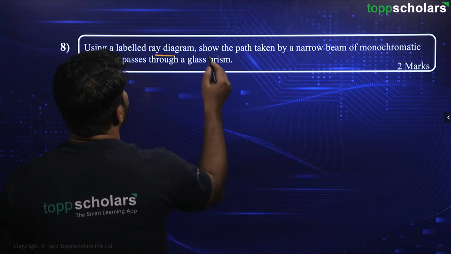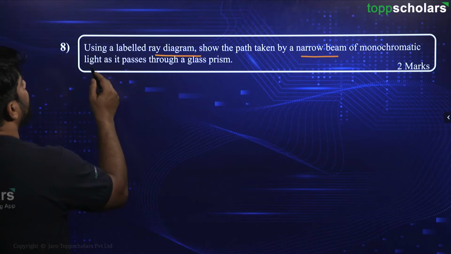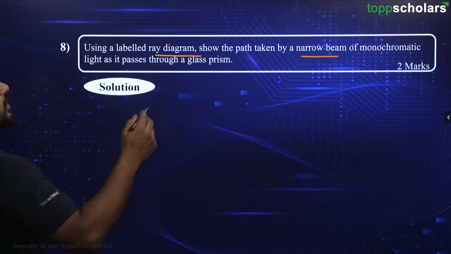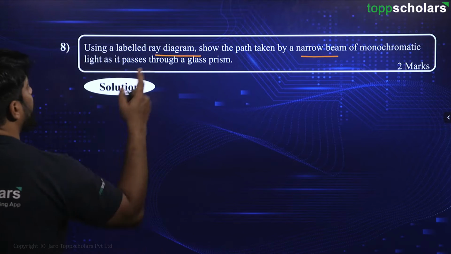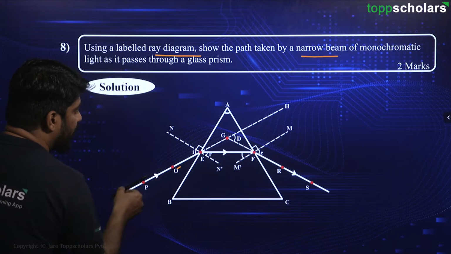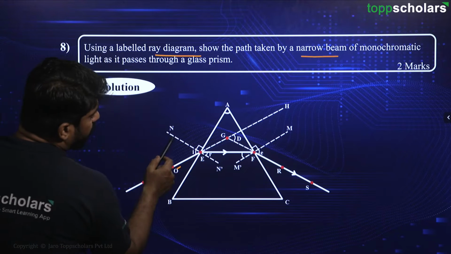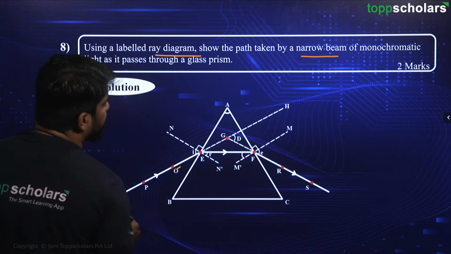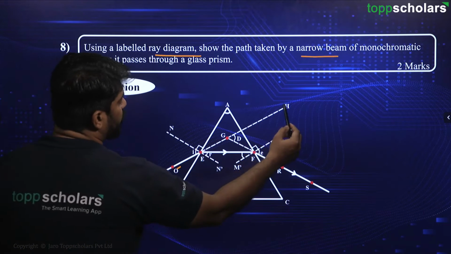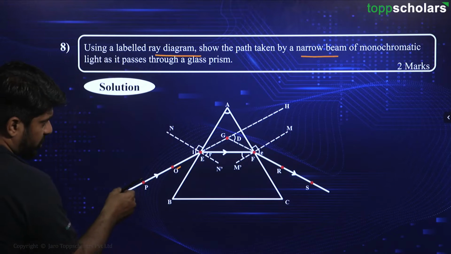Using a labeled ray diagram, show the path taken by a narrow beam of monochromatic light as it passes through a glass prism. Okay. So here it is a narrow beam of monochromatic light and it is passing through a prism. So here it is. This is the incident monochromatic light. We can call it PQ or PE. Here is the normal. Here is the angle of incidence I. This is the original path, as we can see. EH can be called the original path. This is just the direction. Okay, this is the original light.